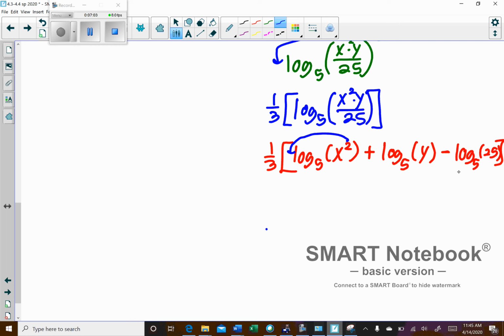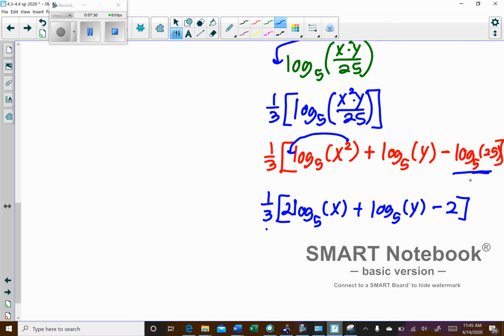Okay, and I can evaluate this right here because this is saying 5 to what power gives me 25. And that's going to turn into a 2. So I still have my 1/3 on the outside. And then this is going to become 2 times the log base 5 of x plus log base 5 of y. And then this will become a minus 2 right there. That's what this simplified into right there.